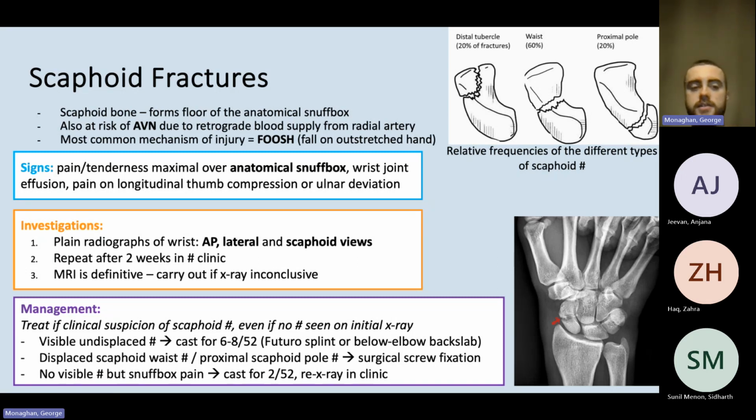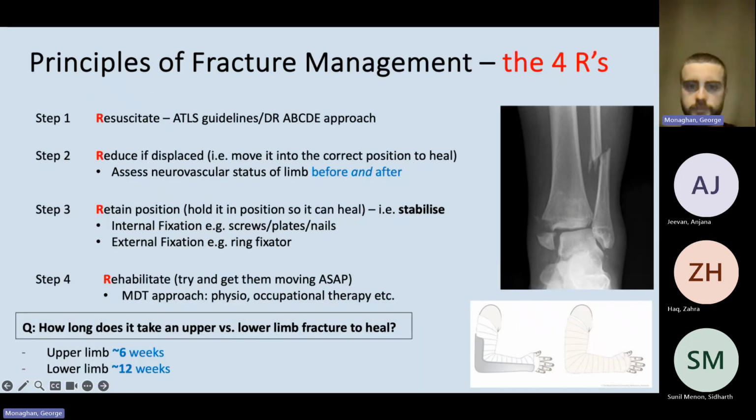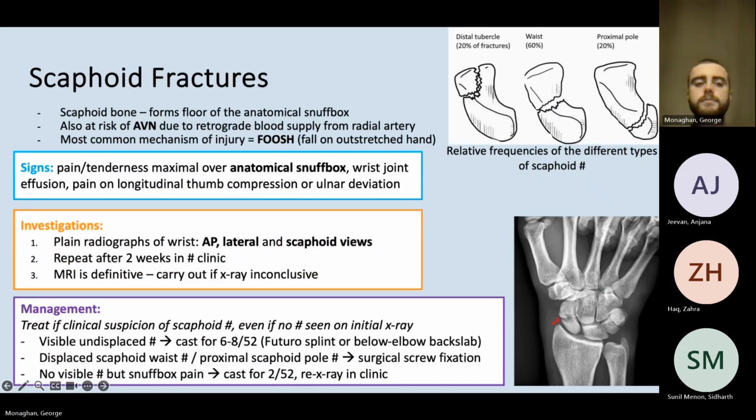If it's a visible, undisplaced fracture, cast for 6 to 8 weeks using a splint or an elbow back slab. I'm just going to go back to the start because this was on one of the slides briefly at the bottom. So this one here is the back slab on the left, and this one is a complete plaster. So that's just the differences between the two, if you haven't seen them before. Where is my slide? Here we go.